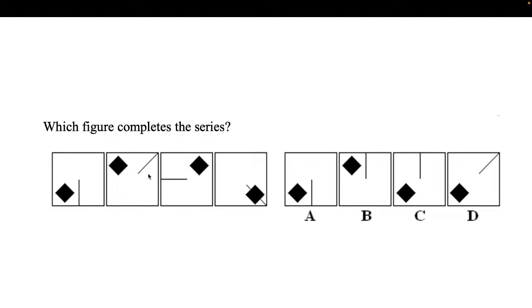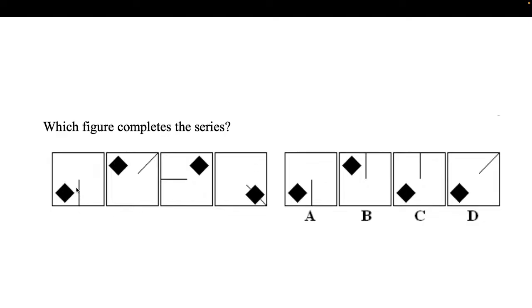Okay, so which figure completes the series? So we can see that there are 4 squares on either side. So this square is now moving up here, and then from here it's moving to the right upper corner, and then from there it's moving to the right bottom corner. So now we should expect something that moves to the left bottom corner again. So we have A, C, and D. So that excludes B right there.